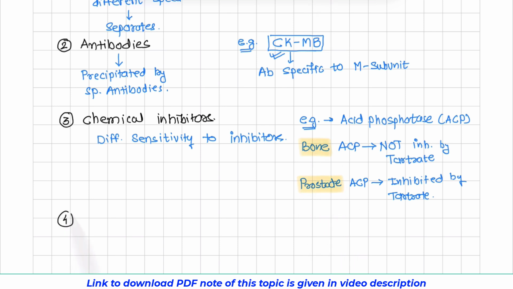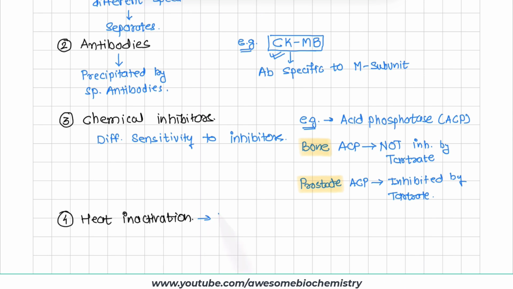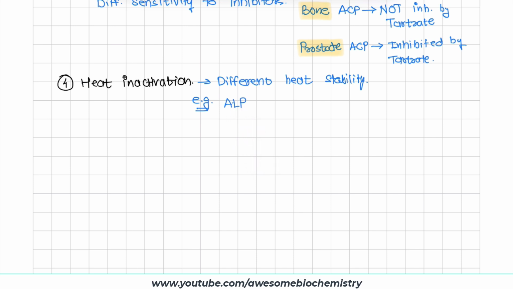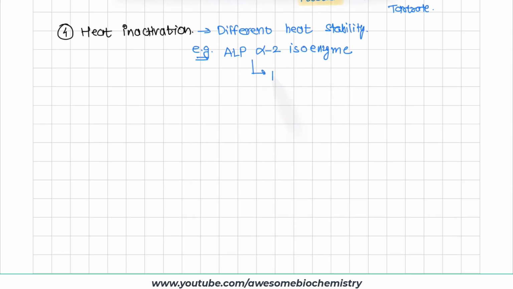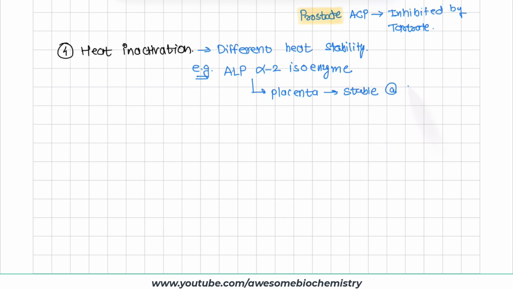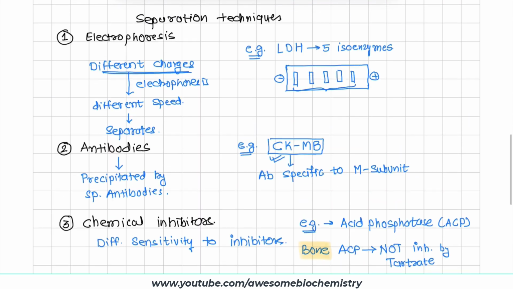And the fourth technique is heat inactivation. Some isoenzymes are heat stable while others denature at high temperatures. They have a different heat stability. Here is a clinically useful example. Alkaline phosphatase alpha 2 isoenzyme of placental origin remains stable even at 65 degrees Celsius, but the isoenzyme of hepatic origin loses all its activity at this temperature within 30 minutes. So if we heat a sample and the activity remains, we know it's the placental form. So these are the main 4 separation or identification techniques for isoenzymes.